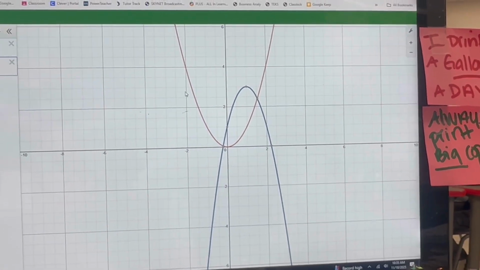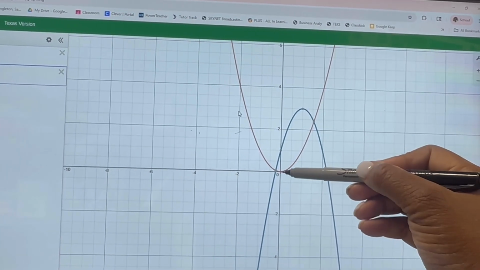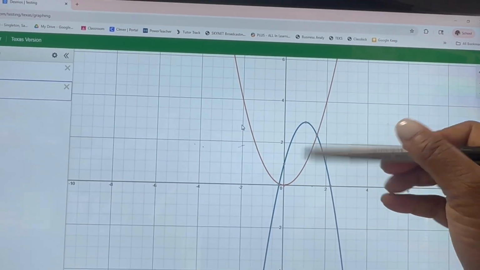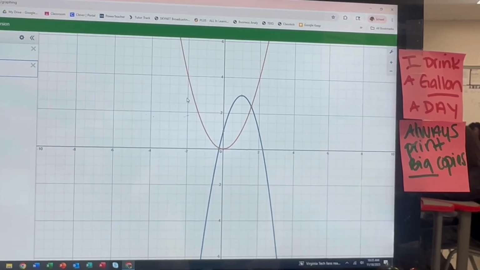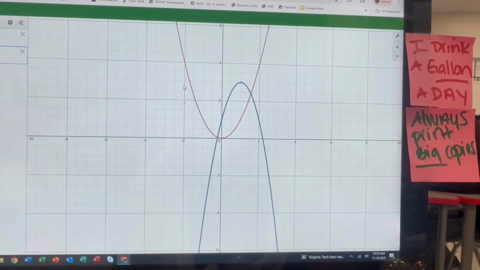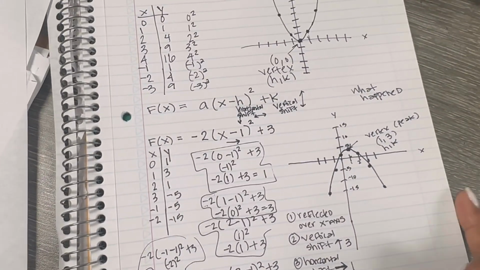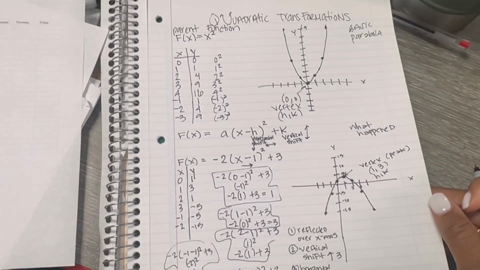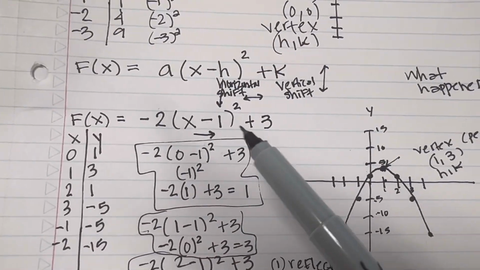You can see it now. From red to blue, the vertex went up 3. The vertex shifted over 1. This blue one, which one's skinnier? Yeah, the blue one's skinnier. We call that vertical stretching. Skinnier, vertical stretching. And it flipped, reflected. So let's go ahead and write all of our transformations nice and neat so you can see it: negative 2 times x minus 1 squared plus 3.